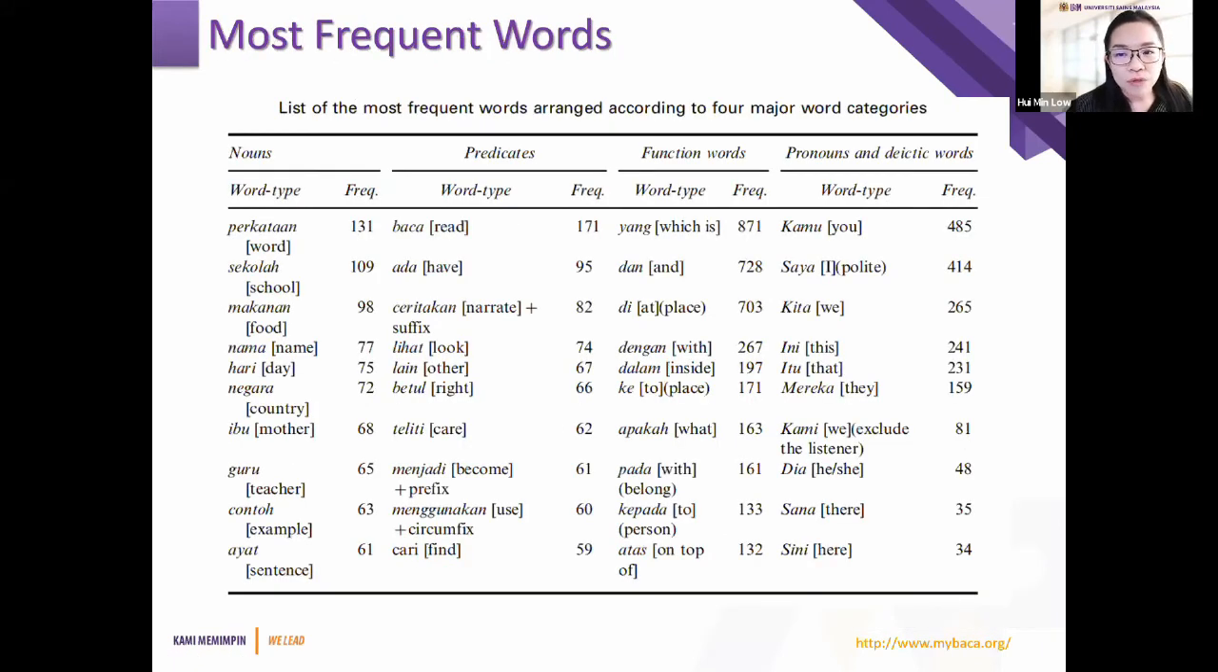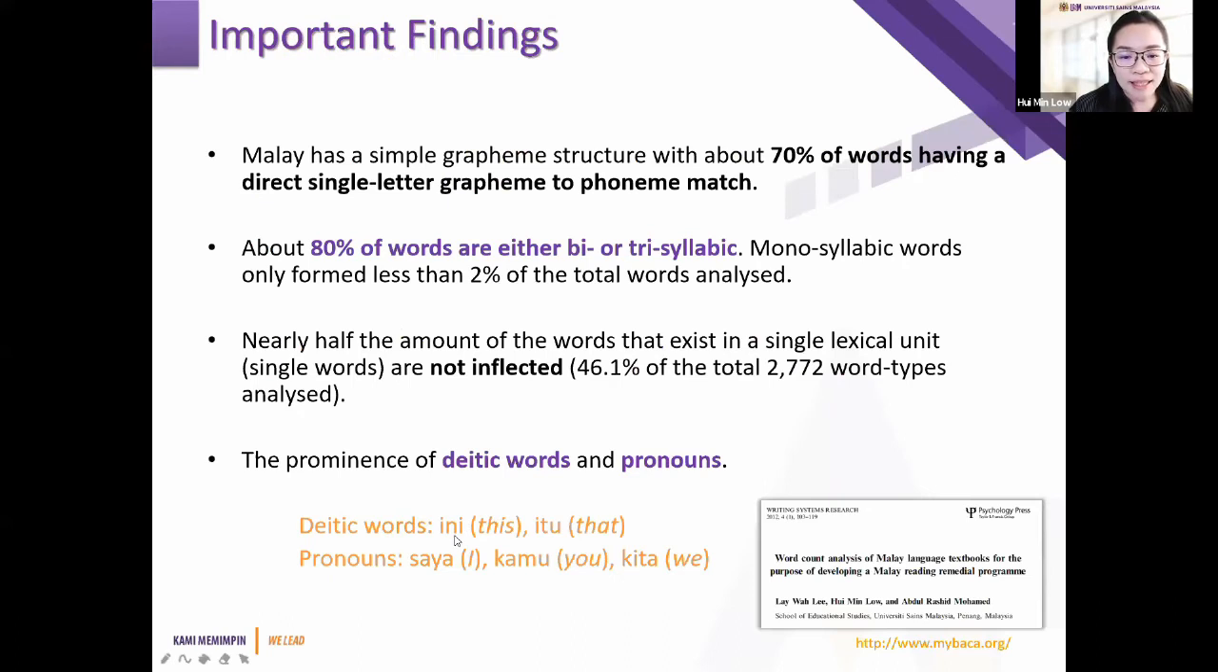And obviously, we also have other information like the most frequent words. And one key point that I have to mention here is we also realize from this table that a lot of high frequency words are actually pronouns and deictic words. So deictic words are like these, that, there. These are the deictic words that are frequently occurring in the text.